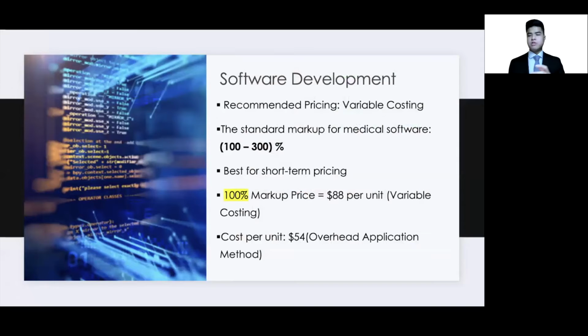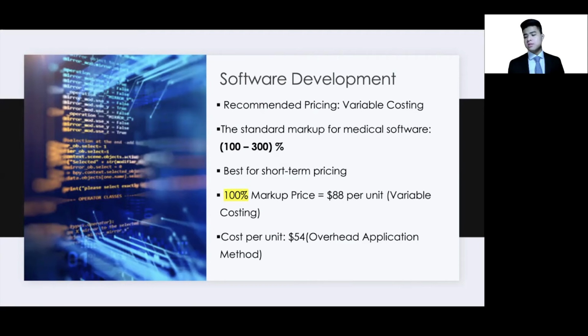The recommended pricing strategy for software development will be cost plus pricing using variable costing. This is because the normal industry markup for medical software is relatively high, at 100 to 300%. It is reasonable to use the variable cost because the markup will help cover the total cost of the software. Advantages of using variable costing is that it does not obscure the cost behavior pattern by unitizing fixed cost.